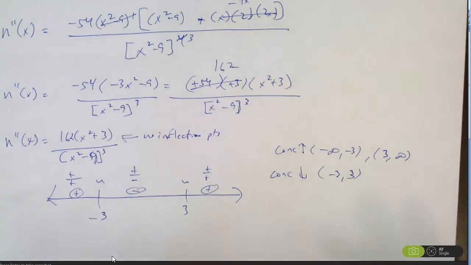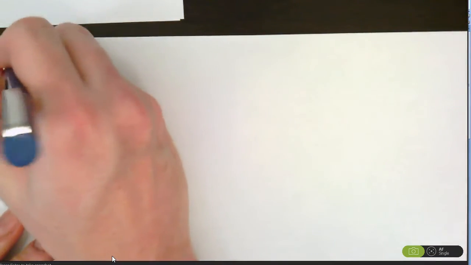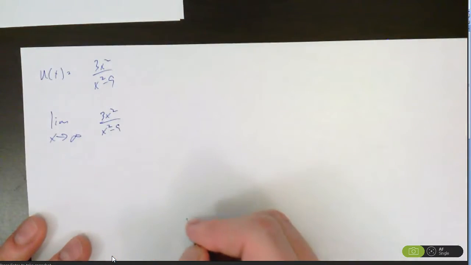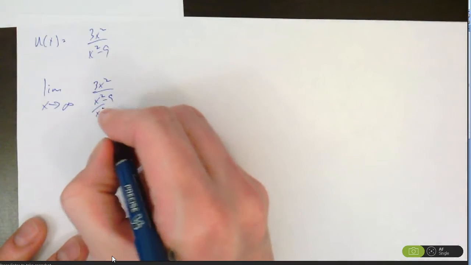Now, the very last thing I have to do before I graph this, which was not included on this worksheet, but we needed to do because it's something we've been doing since chapter 1, is we need to check our asymptotes. So our original function was n of x equals 3x squared over x squared minus 9. So the first thing I have to do is check the limit as x approaches infinity of 3x squared over x squared minus 9. Now our trick for that is to divide everything by x squared.